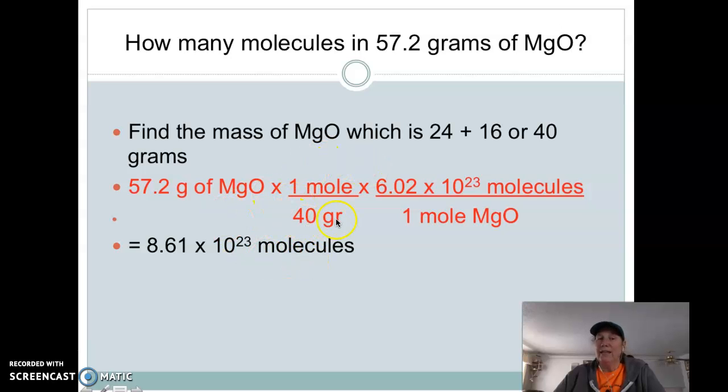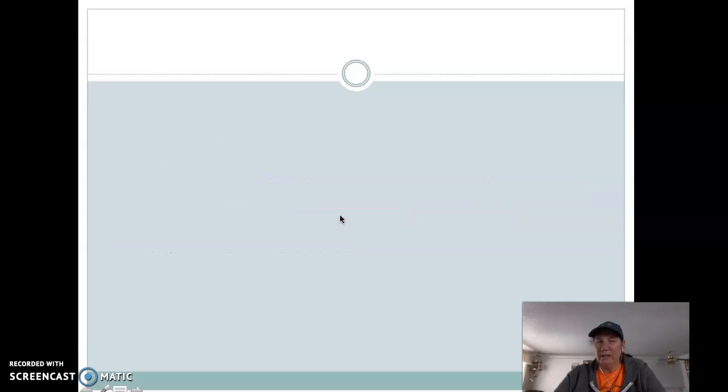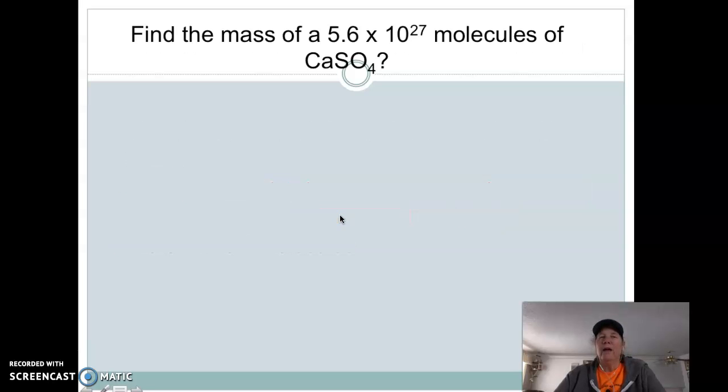Okay, again, these are conversion factors. And you'll notice your conversion factors all have 1 mole in them. 1 mole here, 1 mole here. Depends on what you're looking for, but whatever starts here, remember, goes on the bottom. You've got to get rid of it. You've got to cancel it out. Okay, find the mass of 5.6 times 10 to the 27 molecules of calcium sulfate.